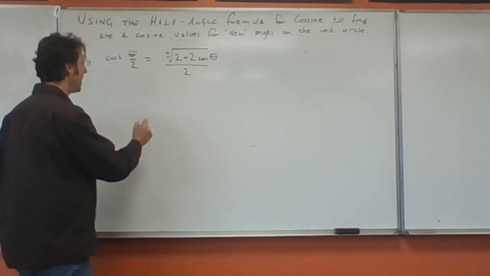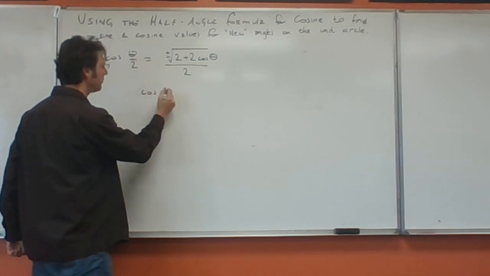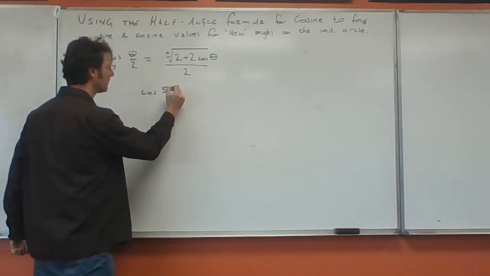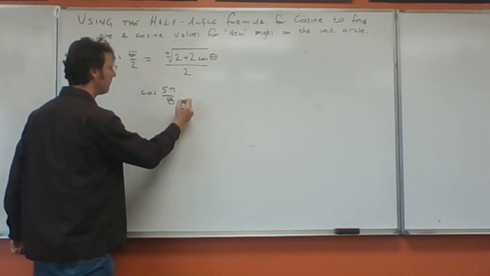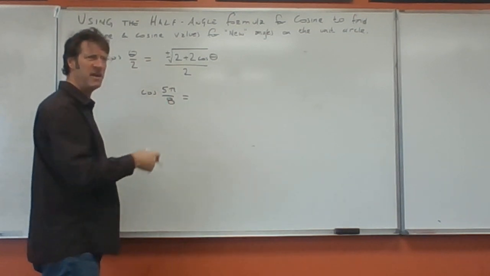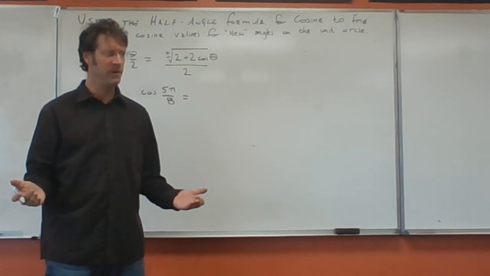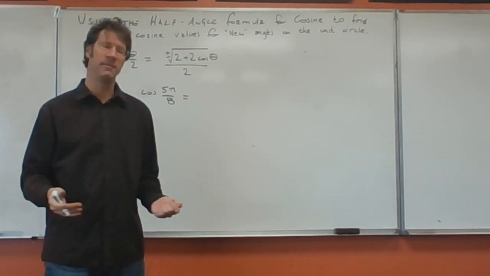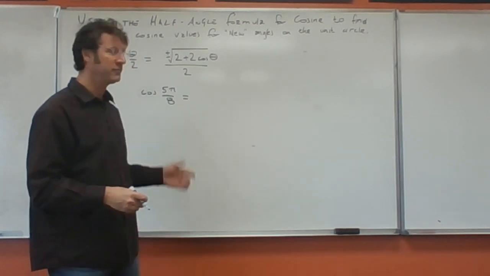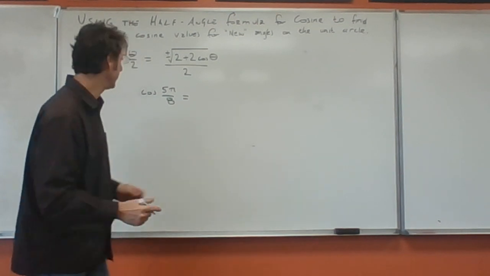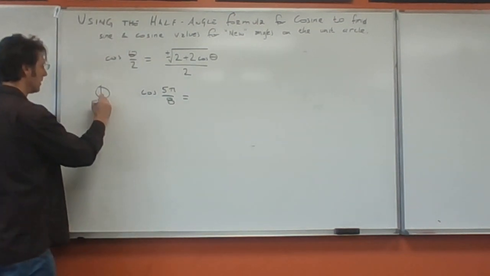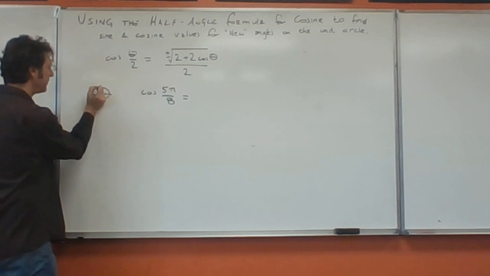So, let's go ahead and find the cosine of 5 pi over 8. And if you're wondering what that is, pi over 8 would be half of a 45-degree angle. It would be a 22.5-degree angle. This is 5 of those 22.5s. Where it is, is over here. It's in the second quadrant.